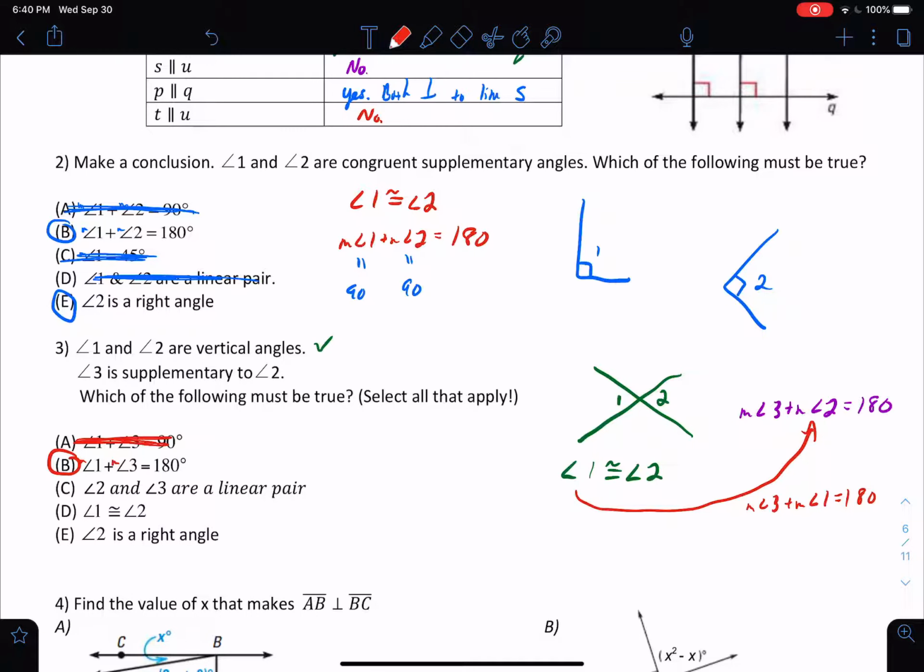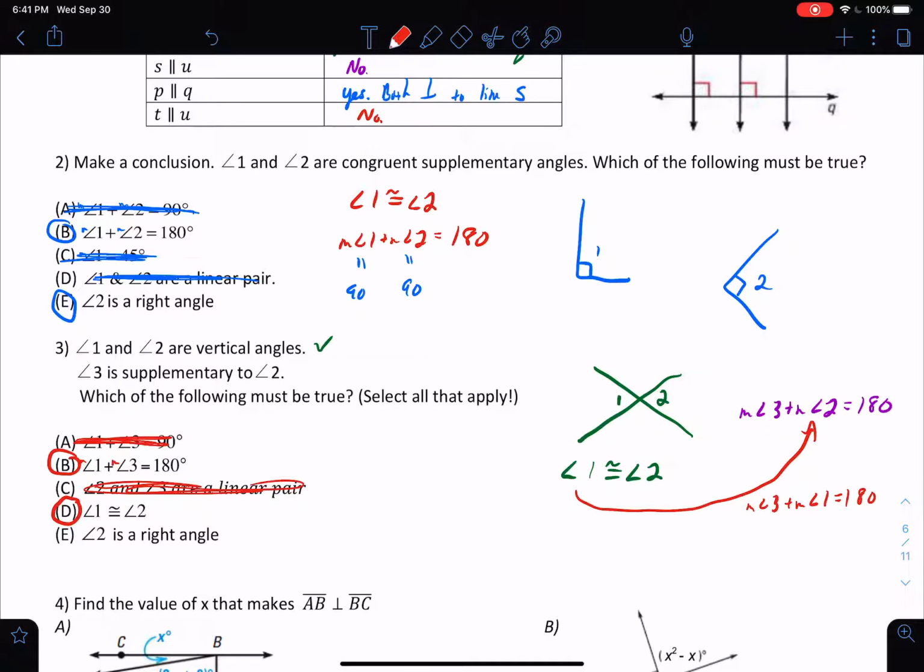Angle 2 and angle 3 are a linear pair. Again, that doesn't tell me that they are right next to each other. It just tells me that they're supplementary. Angle 3 does not have to be a part of this diagram right here. All right, so I can't say that. Angle 1 congruent to angle 2? Well, that's the very definition of vertical angles. The angle relationship is that they are congruent.